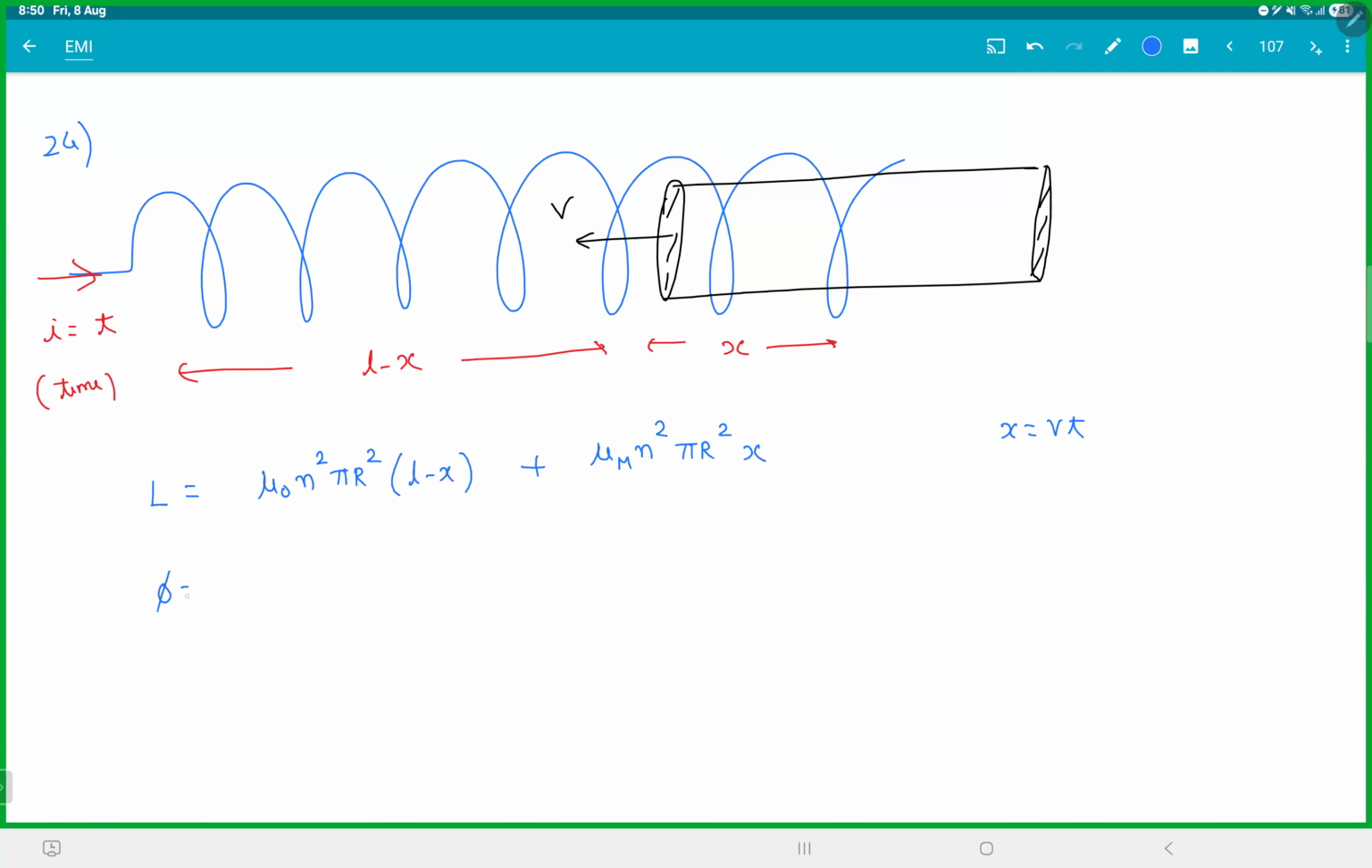So what is flux? Li. People figure out this much also. This is where they goof up. Then they write EMF is equal to L dI by dt. But EMF is minus d phi by dt. This is minus L dI by dt minus I dL by dt. That's it. This one thing makes the whole thing tricky.